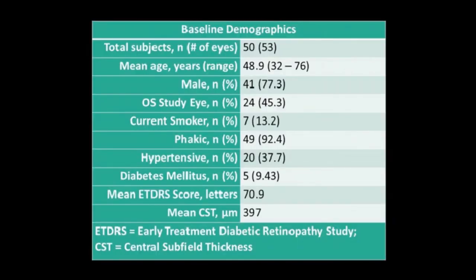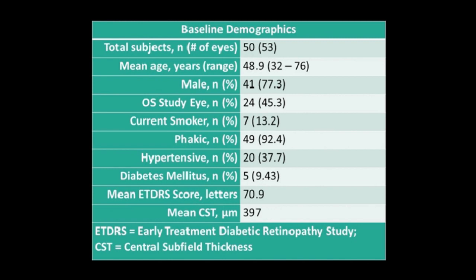Here we looked at the last 50 consecutive patients I had treated with the Navilas focal laser. The mean age is 48 years old, range from 32 to 76, so don't forget about old people. Just because you're old, you can have a thick choroid and you can get CSC. We were 77% male, and we had more right eyes than left eyes. 13% were smokers. The majority were phakic, and the mean ETDRS letter score was 70.9, which is pretty good.